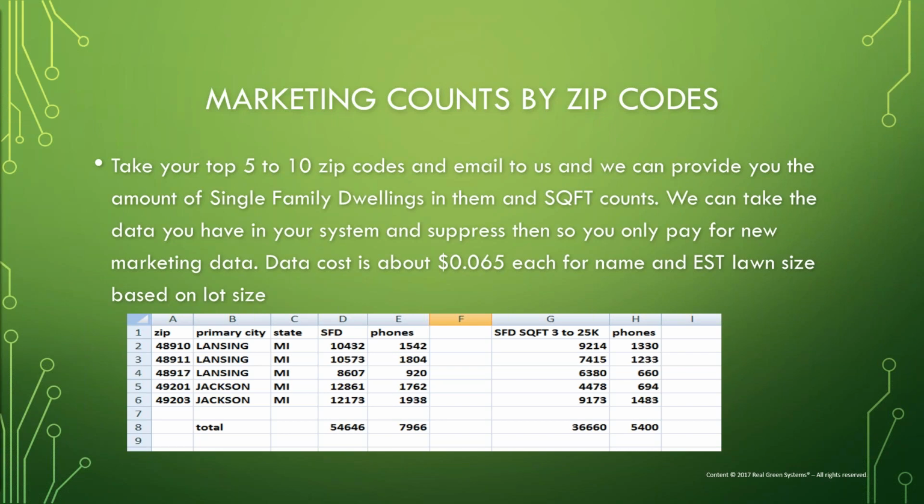So once the data gets imported into your system, you want to go through and look at some of those in Measure Assistant and see how close they are, which again, they're going to be pretty close with your zip codes. Data costs are about 6.5 cents per record with the name and the estimated lawn size based on the lot size too. So pretty inexpensive. And when you're looking at how much am I spending to mail a piece, that's one of the cheapest parts of that.